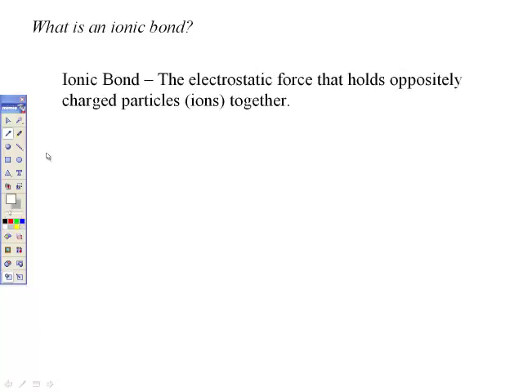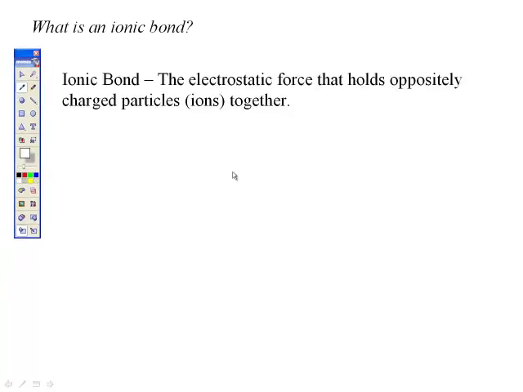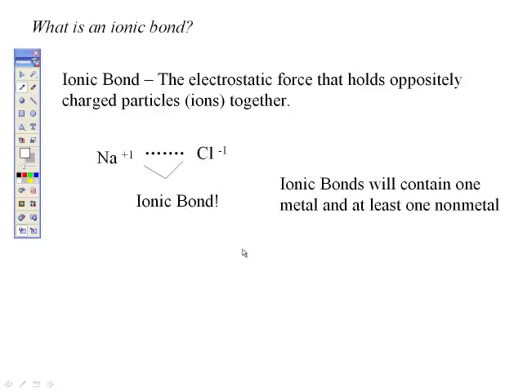So here we go. Here's the definition of an ionic bond. It's an electrostatic force that holds oppositely charged particles together, and we call those oppositely charged particles ions. So in the example of sodium, which is a +1, that's our cation, chlorine -1 would be attracted to that sodium +1, so there would be the ionic bond. It's just the force that keeps them together. So that force of attraction is called an ionic bond.